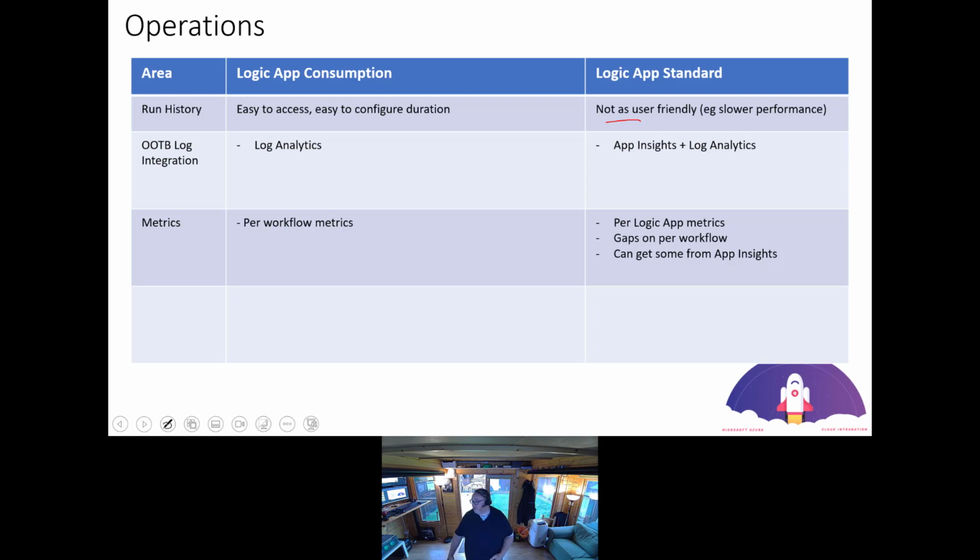For operations, if you're using out-of-the-box logging, you can turn on the ability for your Logic App Consumption logs to be sent via a diagnostic feed to something like Log Analytics. You can also do custom things like Event Hubs and stuff like that. But usually it goes into Log Analytics, and you can write queries over those logs. With Standard, you've got App Insights support, and then App Insights can write data into Log Analytics as well. So there's a bit of a difference between the two here.